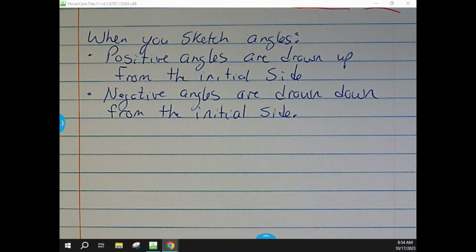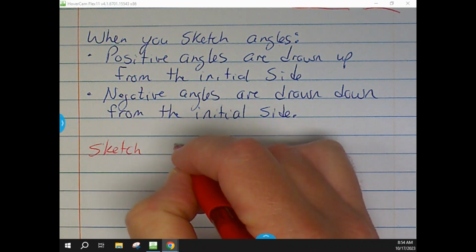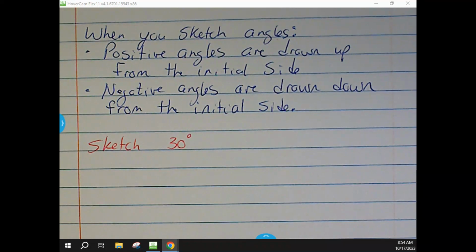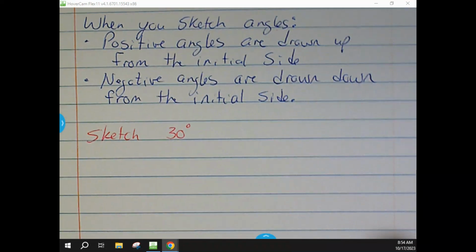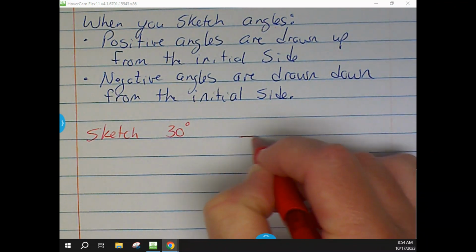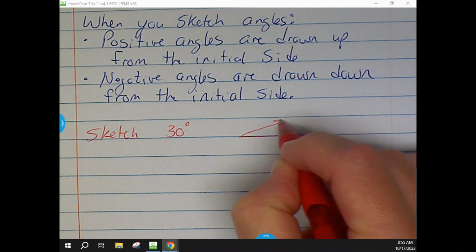Now, obviously, you're not going to have to sketch these. Most times, it's going to be a multiple choice question where they would ask you to sketch maybe a 30-degree angle. And they may or may not even have an XY axis on this one. But basically, all you're going to do is draw your initial side, and then you're going to have an angle that's drawn something like this.